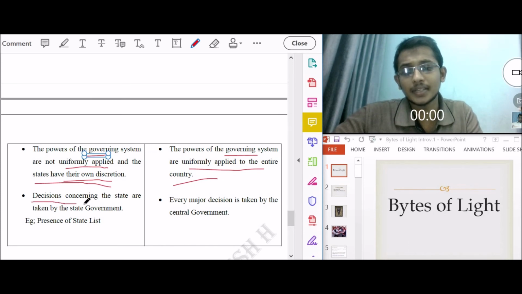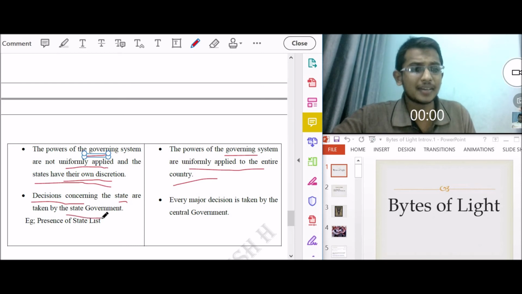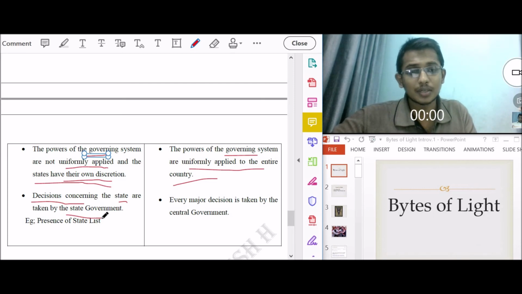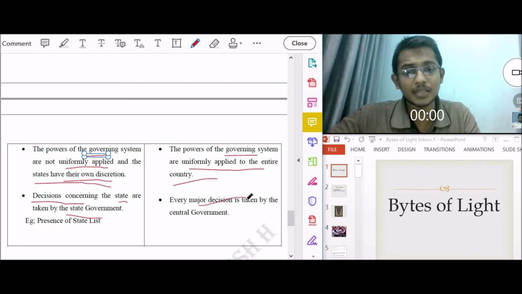And the decisions concerning the state are taken by the state government, as implied in the previous point. For example, we have a state list here. The state list consists of subjects on which the state has the exclusive right to take decisions. So the state shall have its own rights and decisions. But in case of a unitary government, every major decision is taken by the central government and the state government does not have any say. So that was about unitary and federal constitution.